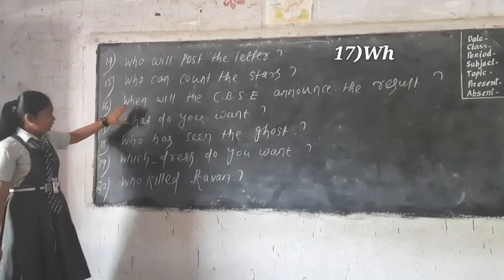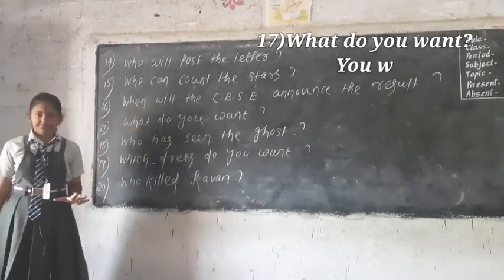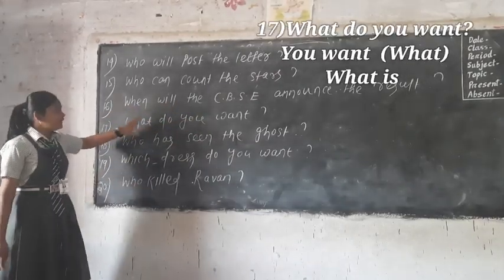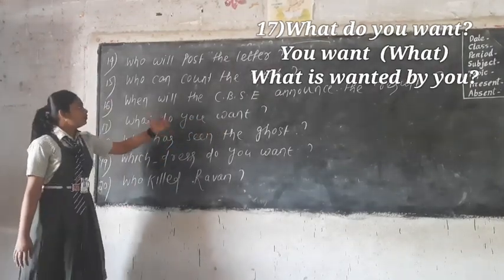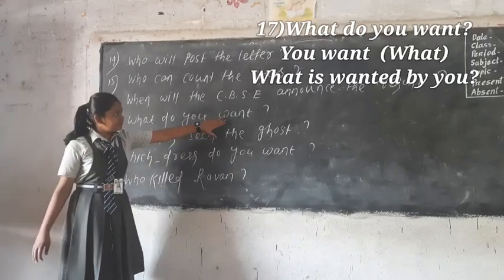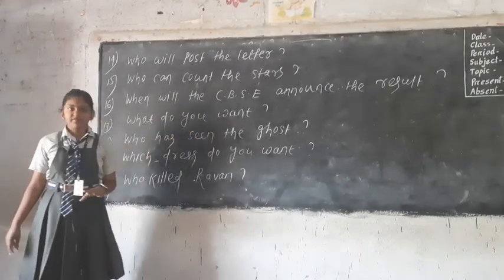Next example, what do you want? What is wanted by you? Want is, it will become is wanted. Want is in the verb 1 form, it becomes verb 3 form.